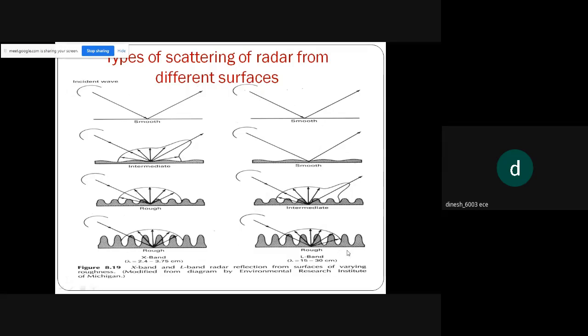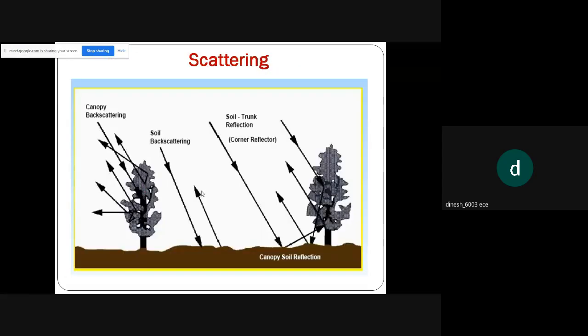This research was done by the Environmental Research Institute of Michigan. They used two different bands to study radar reflection from surfaces of varying roughness. Scattering.